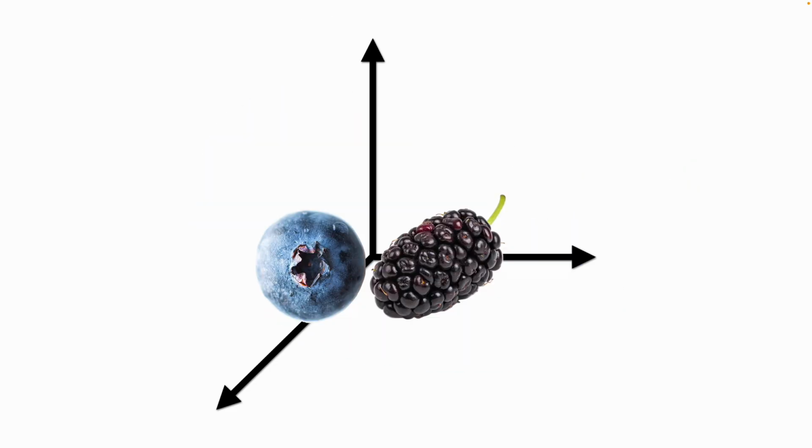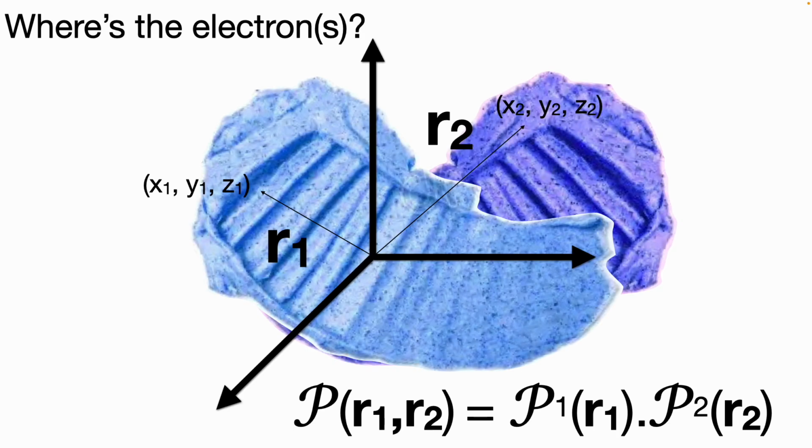Now, let's say we have two electrons, classical for now, represented by two different fruits, one a blueberry, one a mulberry. We squashed them both to impose the rules of quantum mechanics and again ask the question, where are the electrons? And again the answer would be they are everywhere.